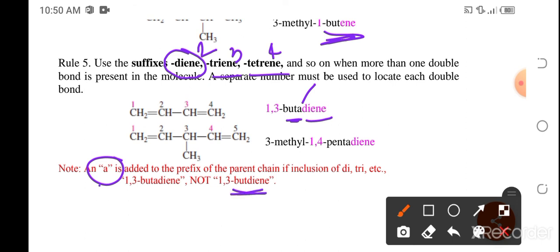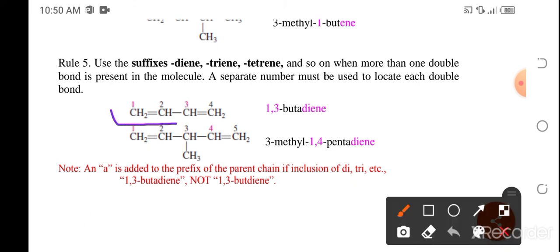Okay? So, of course, if you're going to use diene, the locant should also be of 2 numbers, either the same number or different numbers rather. So, we have 2 different numbers here. So, if there is a triene, you should also use 3 numbers to denote the position of those 3 double bonds. Okay, so let's have this example.